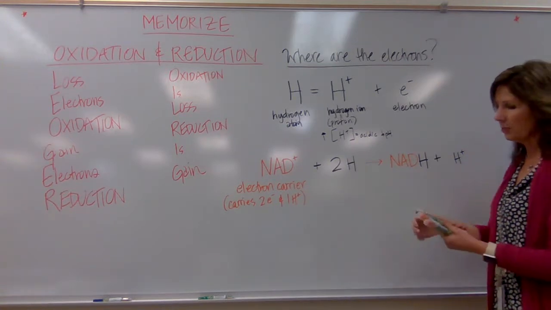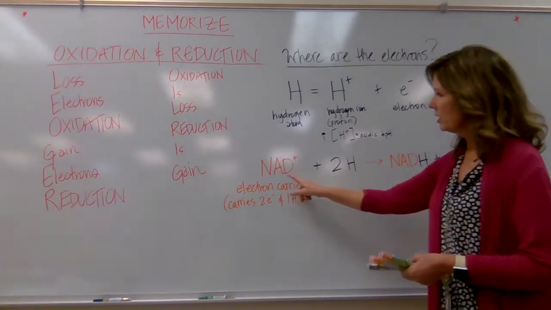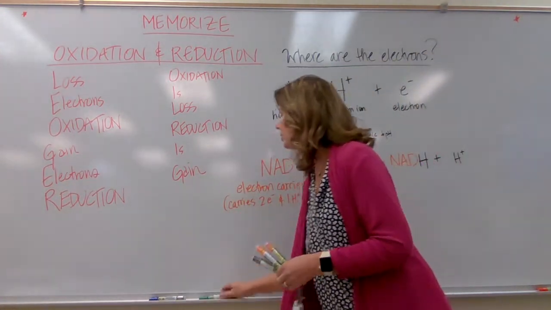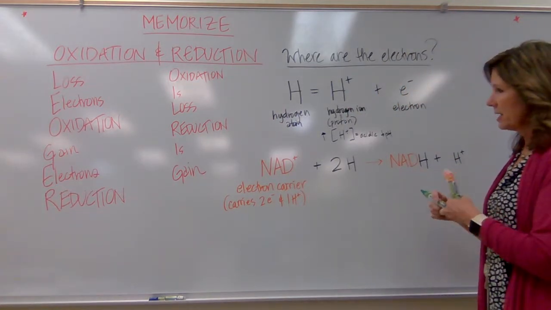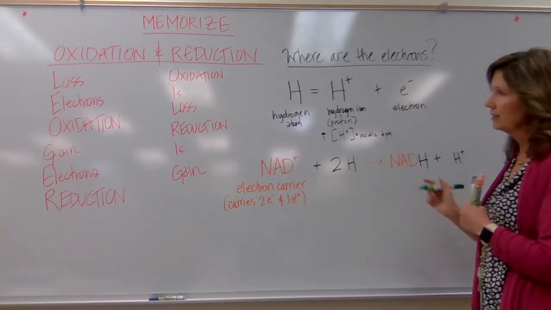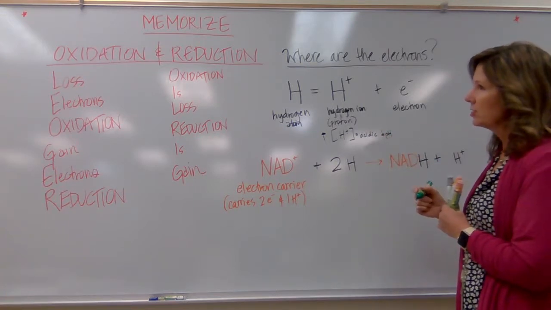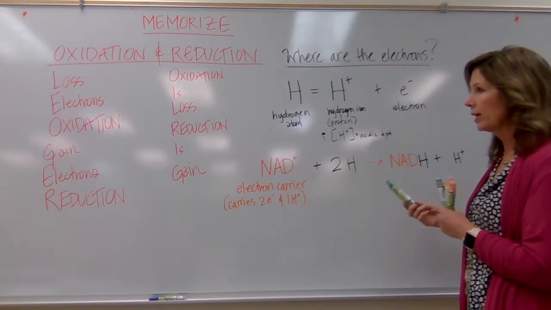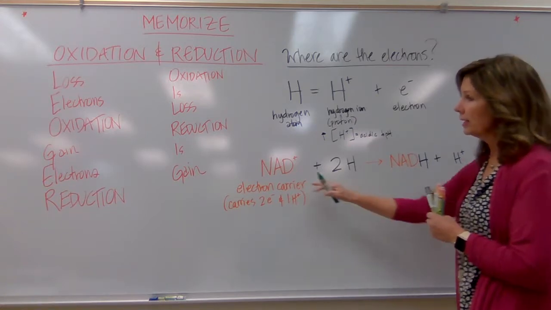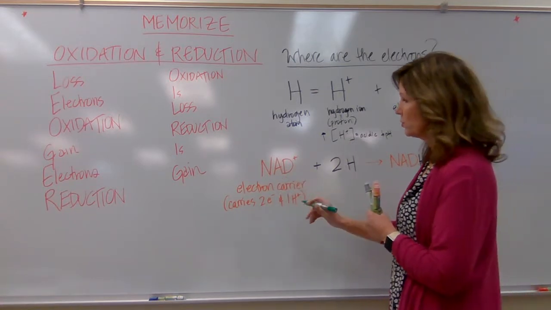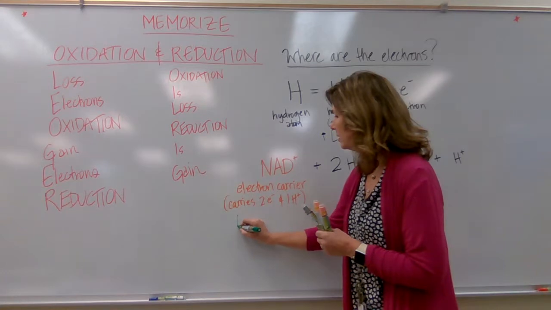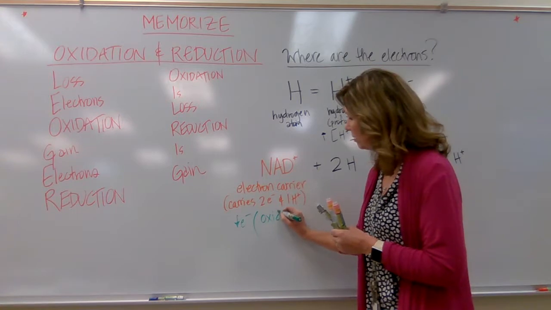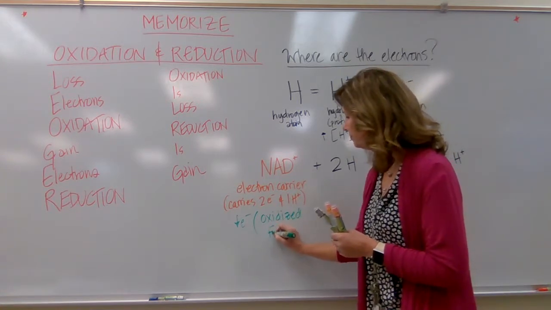All right, so now my next question is, which of these is oxidized and which is reduced? For our oxidized form of NAD, going back to your mnemonic, loss of electrons equals oxidation, gain of electrons equals reduction. Where are the electrons? So NAD, does it have the electrons yet? No, so it's low in the electrons here, low in the electrons. That means this is the oxidized form.